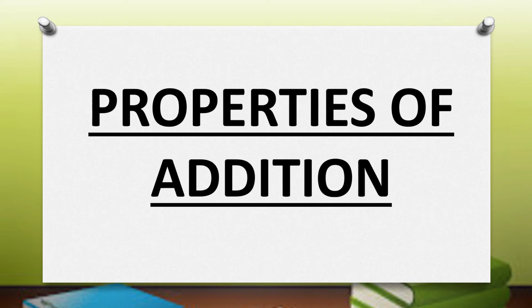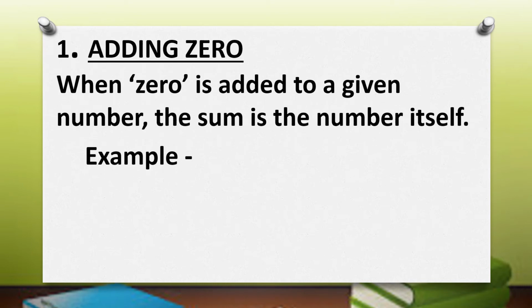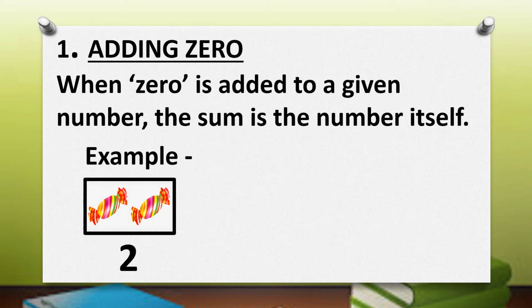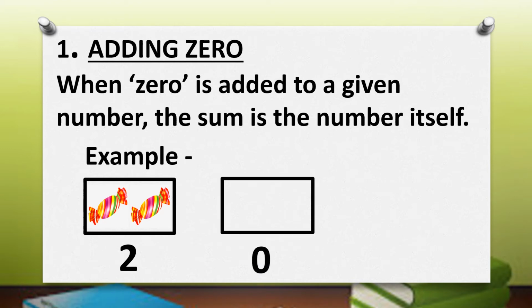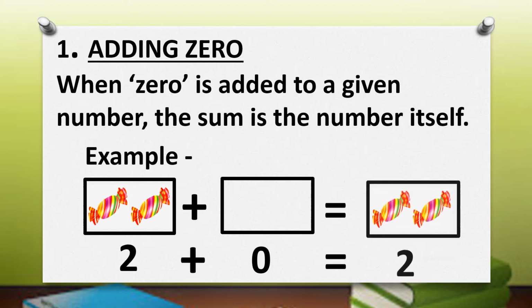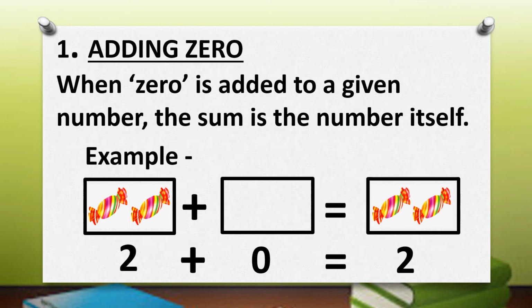Now let's understand the properties of addition. The first property of addition is adding zero. When zero is added to a given number, the sum is the number itself. Now let's understand this with the help of an example. In the first box, we have 2 candies. And in the second box, we have no candies, which means 0 candies. Now let's add the candies and see how many candies we have. So 2 candies plus 0 candies will give us 2 candies. So children, whenever 0 is added to a given number, the sum is the number itself. As you can see below, 2 plus 0 is equal to 2.